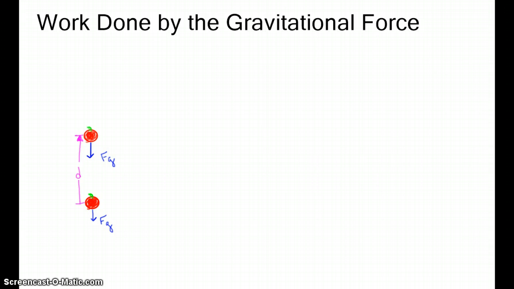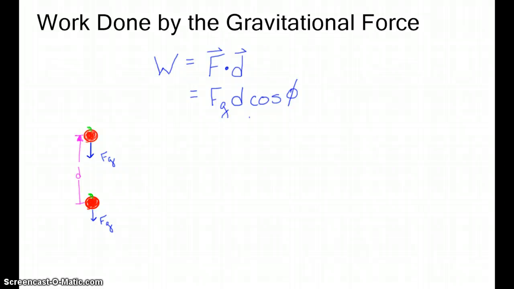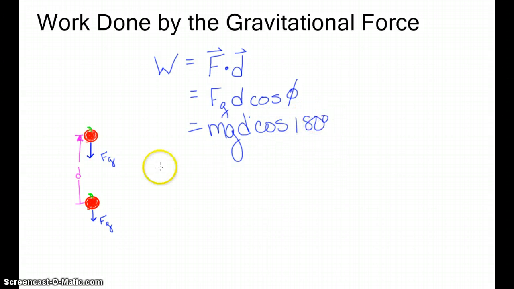So if we look at work, work is by definition the force dotted with the distance. So that is going to be Fg, force due to gravity, times distance, times cosine of the angle between the force and the distance direction. So this is going to be mg times d, cosine of that angle. Well, that angle is 180 degrees because the distance is up, the force is down. So this is going to be negative mgd.